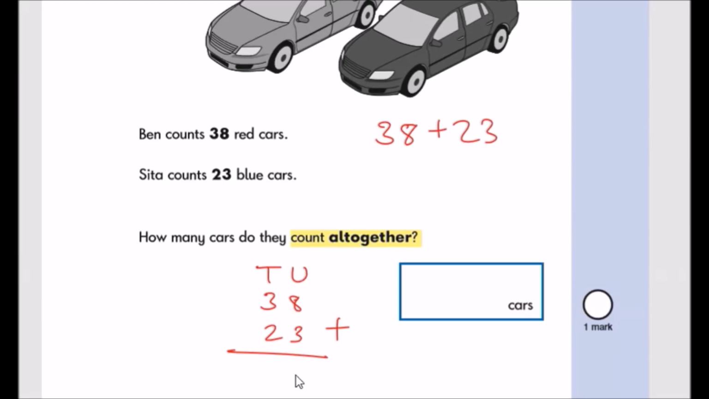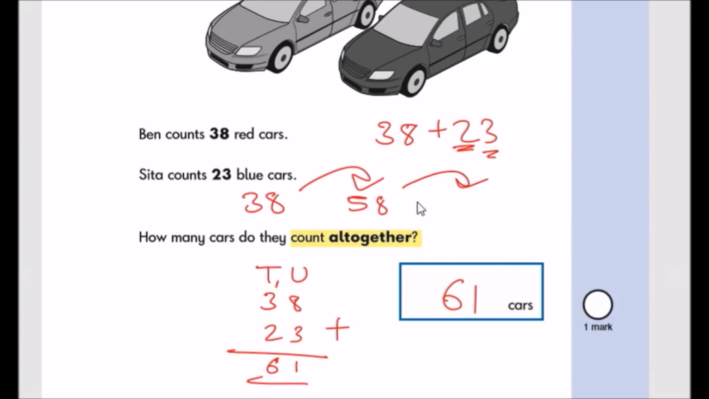So 8 plus 3 is 11. So put 1 and carry 1. So that means we got 1 plus 3 plus 2, and this will give us 6. So altogether there were 61 cars. If you prefer the number line, you could also start from 38 and then add 2 tens first. So add 2 tens to 38, you should get 58. And then add 3 units, and you should get 59, 60, 61. So both work fine.